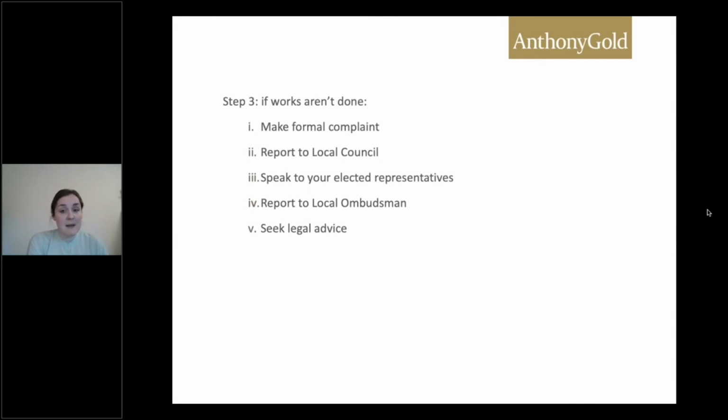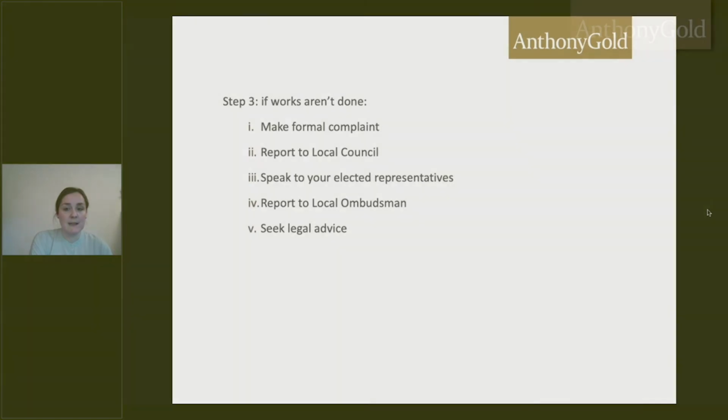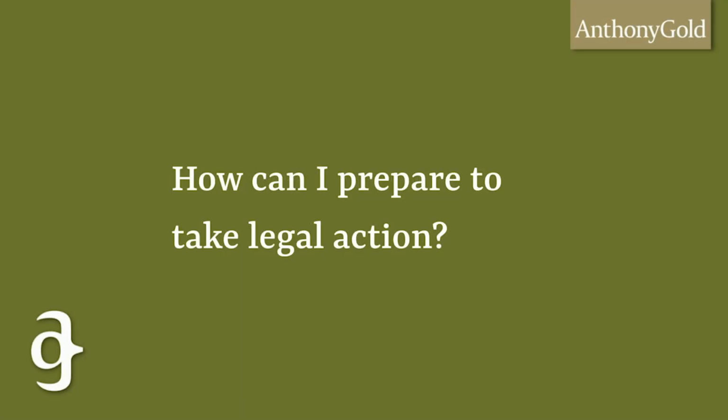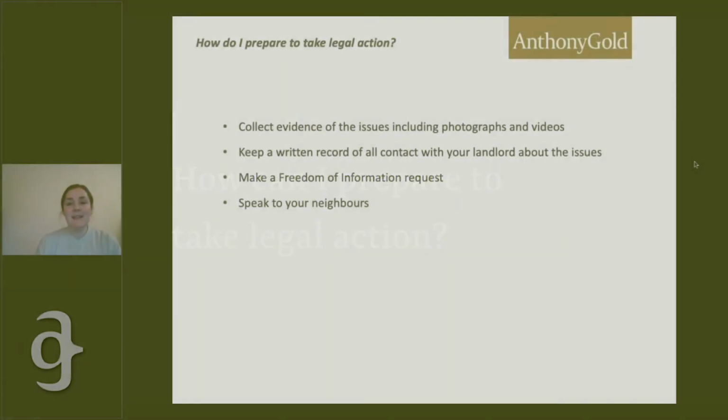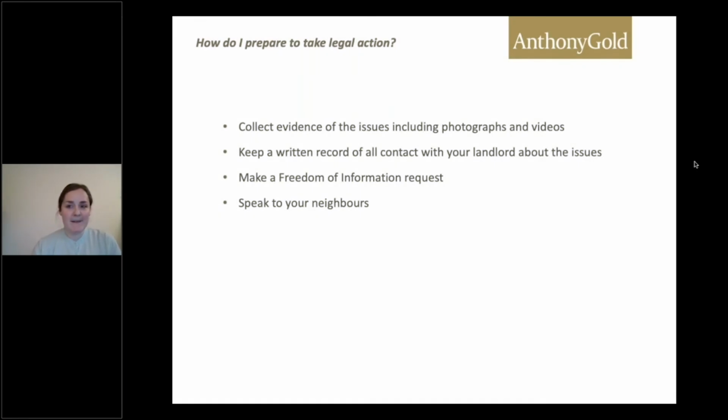And then the final step, if none of those routes have enabled you to get the disrepair sorted, another option is to seek legal advice. You can do that through your local Citizens Advice Bureau, or you might want to contact a housing solicitor directly and get some advice on your rights and the legal options that are available to you. If you have had a long-running disrepair issue that your landlord has failed to investigate or address, you may seek legal advice and decide to bring a legal claim against your landlord.